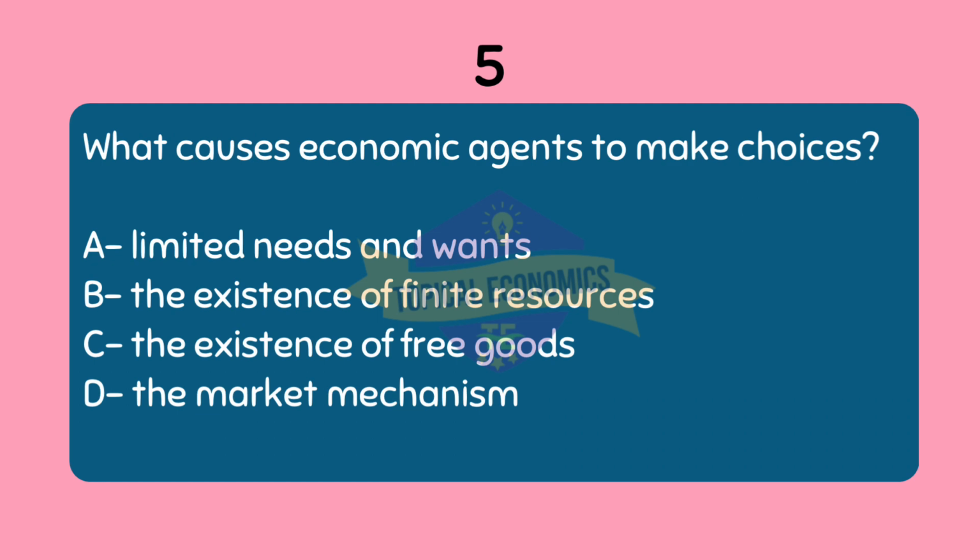Looking at the other options. Option A, limited needs and wants, is incorrect because wants are typically unlimited, which contributes to the need for choice. Option C, the existence of free goods, does not create the need for choices since free goods are abundant and do not face scarcity. And option D, the market mechanism, refers to how resources are allocated in an economy, but it is not the fundamental reason choices are needed.